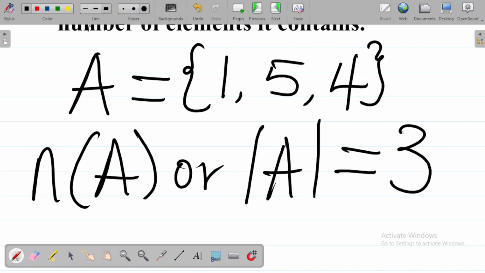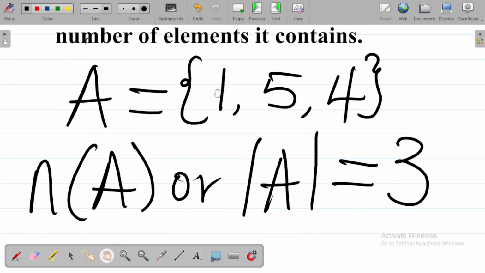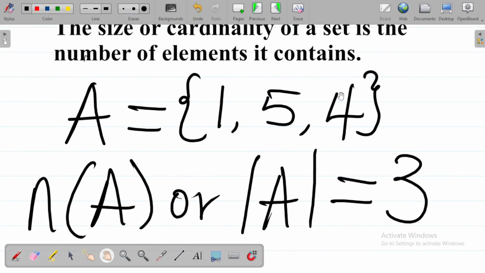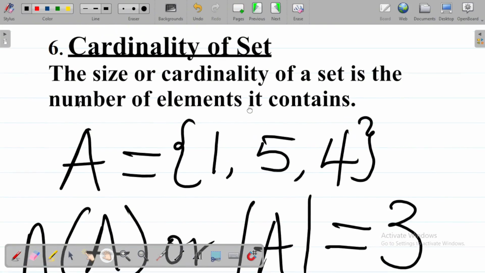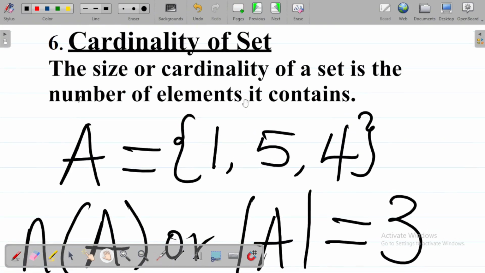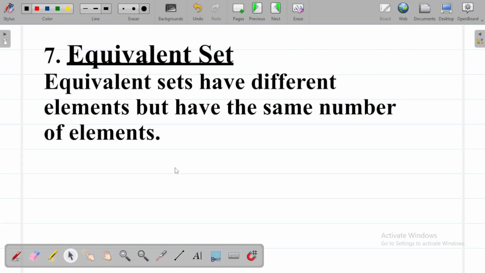Why is it 3? Because set A has 3 different elements. 1 is an element of A, 5 is also an element of A, and 4 is an element of A. So let's count: 1, 2, 3. So that's what makes it 3. So the cardinality or size of a set is the number of elements it contains.